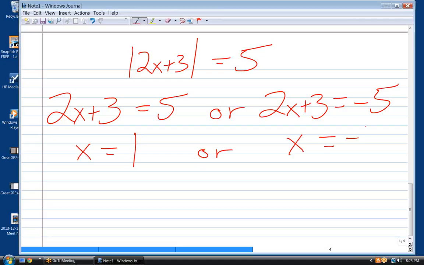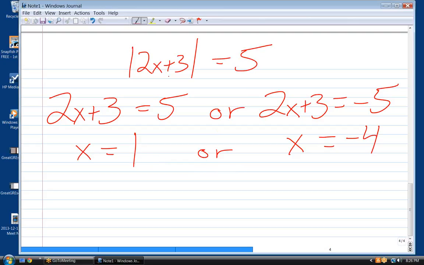Yeah, 2x equals 2, x equals 1, or 2x equals 8, x equals 4. I think it's x equals -4. Minus 4. Okay? And this one's definitely an or. When you have absolute value equations, that is an or. Okay? So that's the answer. Now we check it.